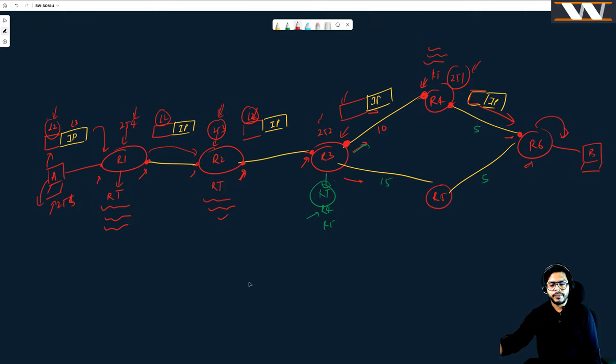So now R3 will check for the best route to R6, either on the R4 path or the R5 path. The example we have taken is the distance. The upper part is 15 kilometers apart and the lower part is 20 kilometers apart.